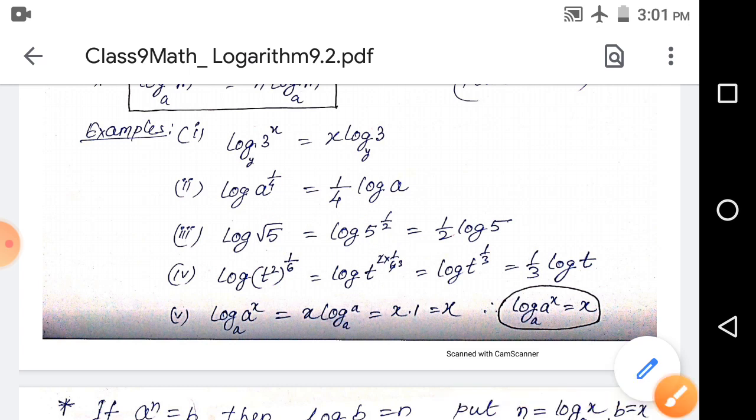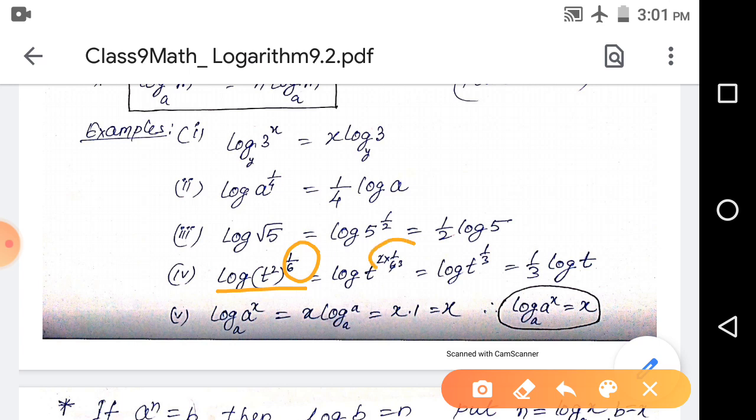Now see, this one we have log of t square whole to the power 1 by 6. Then by using the ideas of indices, we can write here log t, the powers are solved, so it finally becomes log t to the power 1 by 3. This 1 by 3 can be taken as the multiple here.